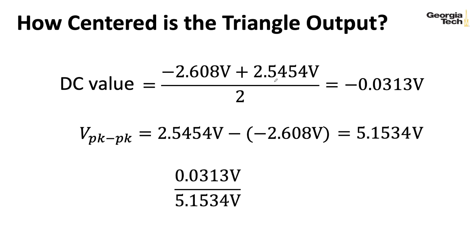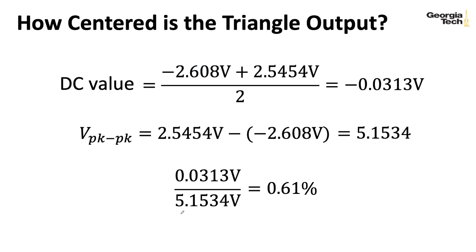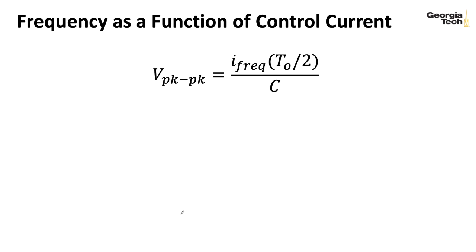And so if we think about how far off that DC value is, if we take the DC value and divide it by the peak-to-peak, we get 0.61%. So basically, we could treat this as a 5-volt signal centered around DC. Now, if you wanted to go back here and change that 3 to a 2 to match what Buchla wrote on his schematics, you could rework all of these various numbers, but you would more or less come to the same conclusion. So the last thing we need to think about is how the control current relates to the frequency of the triangle wave we get out.